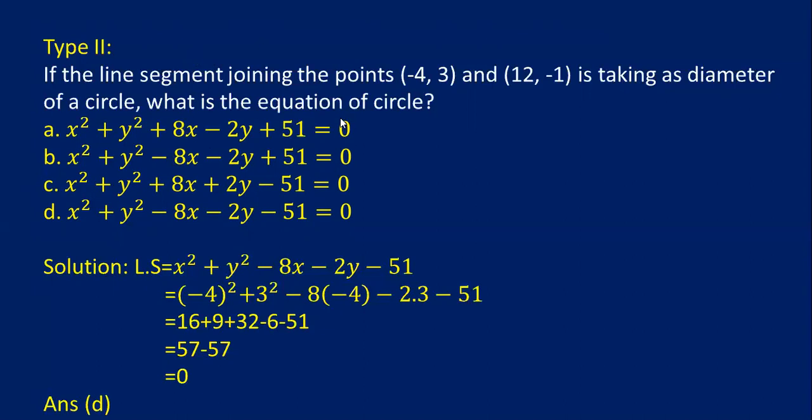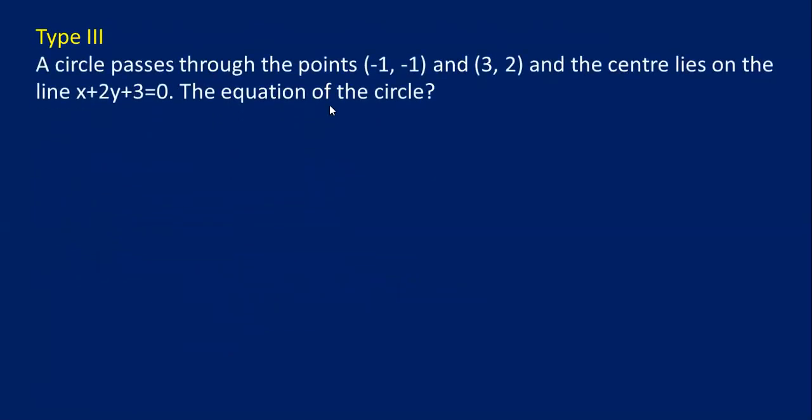Okay, now type number 3. A circle passes through the points (-1, 1) and (3, 2), and the center lies on the line x + 2y + 3 = 0. Find the equation of the circle.